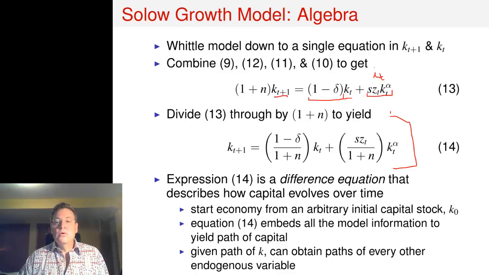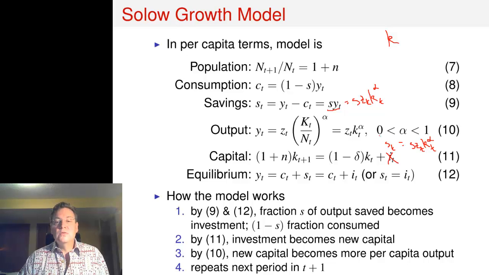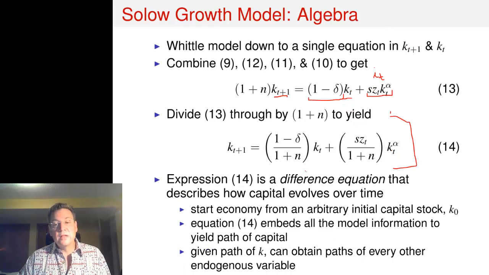And what we know from the previous set of equations is once we know what the capital stock is, we know everything, we can derive everything else from these equations. Once we know capital, we know what output is. When we know output, we know what savings is. We know what savings is, we know what investment is. And once we know that, we also know what consumption is. So we're done if we can solve for the capital stock. And that's what we're going to do.